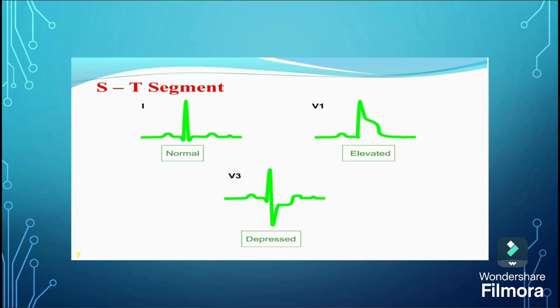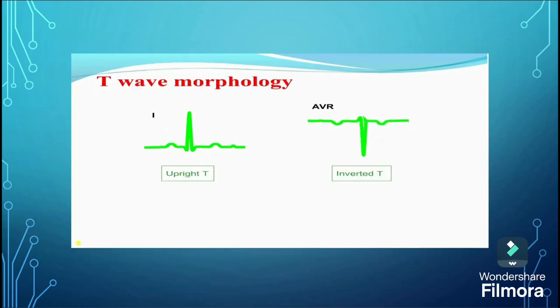This is normal ECG. This is ST elevation and this is ST depression. So ST depression is seen in ischemia and in infarction the ST elevation is seen. Upright T wave. This is inverted T wave.